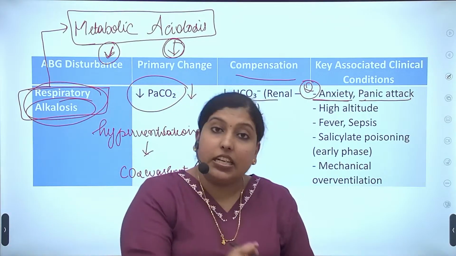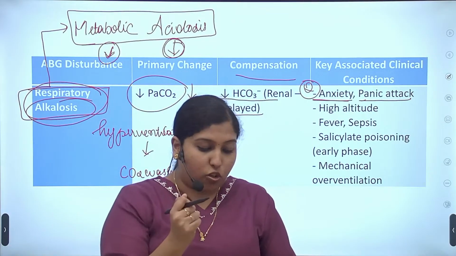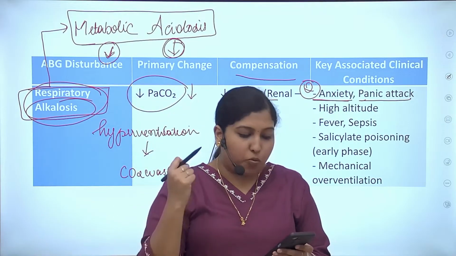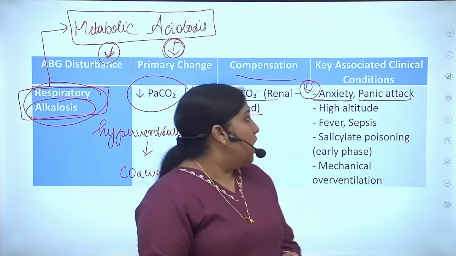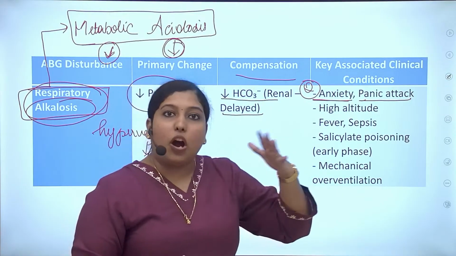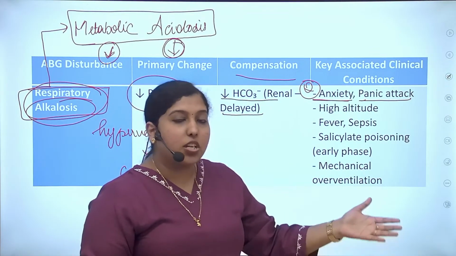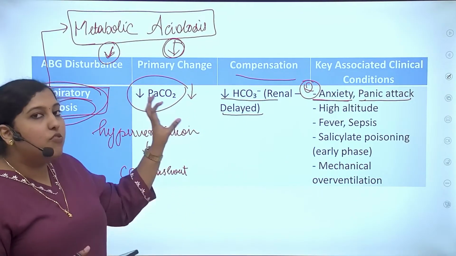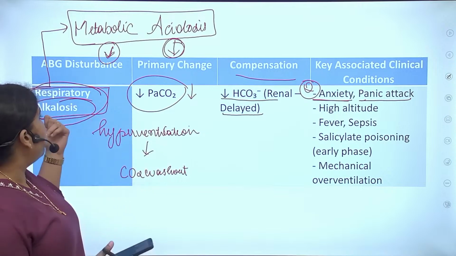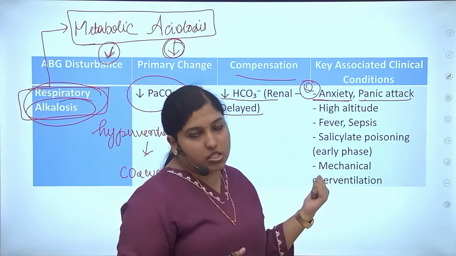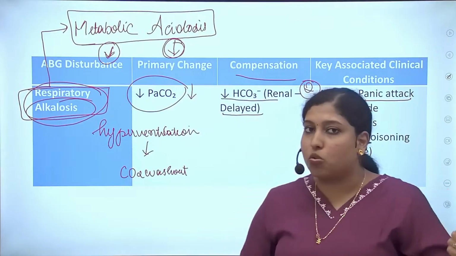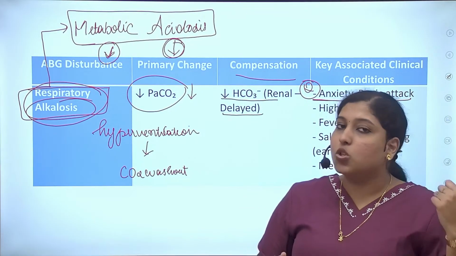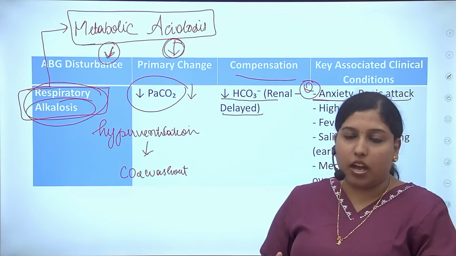And in case of anxiety, what kind of acid-base abnormality will the patient get? In anxiety, I will go for hyperventilation. That in turn is going to reduce my PaCO2 level in the body, which is going to cause respiratory alkalosis, which means CO2 is an acid component. I'm releasing excessive CO2 from my body. So what is happening? I am becoming alkalic.